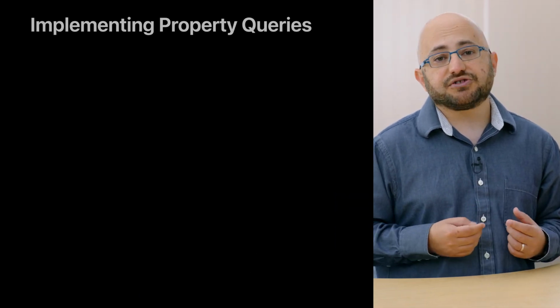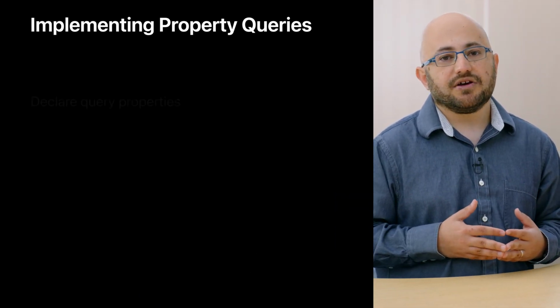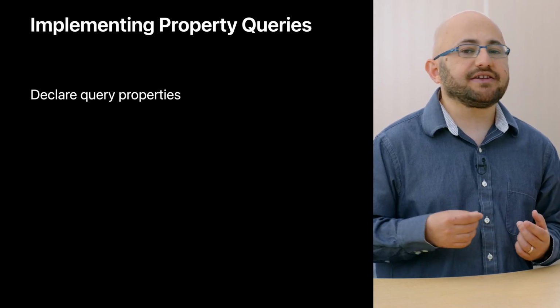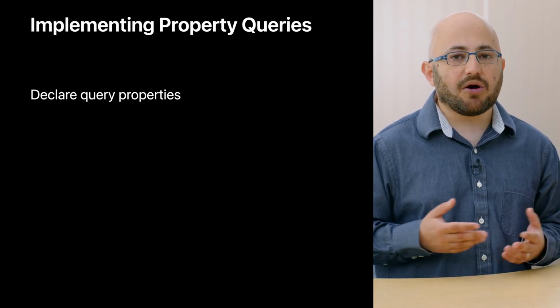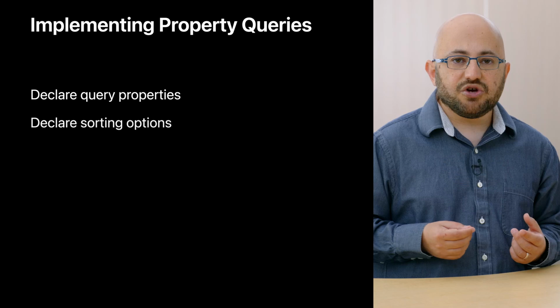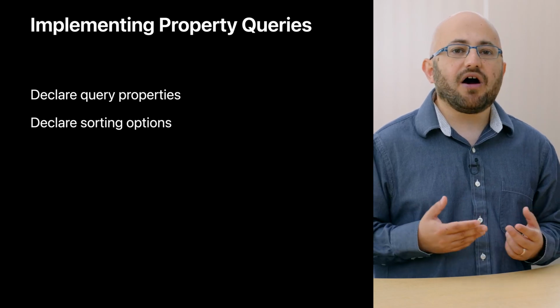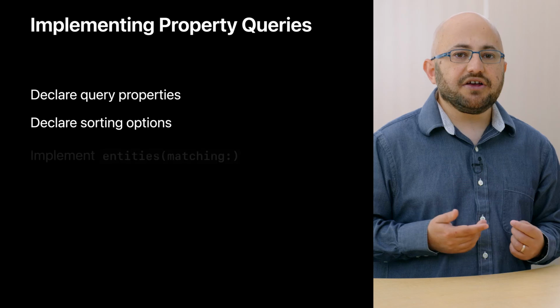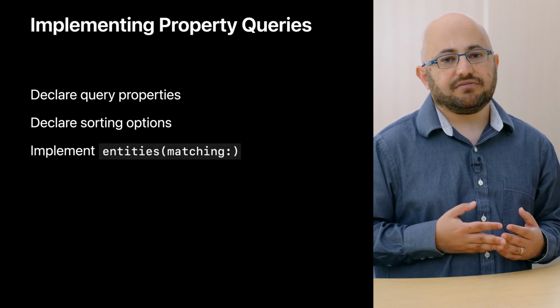There are 3 steps to implementing property queries. First, you declare query properties, which specify how your entity can be searched using its properties. Then, you add sorting options, which define how query results can be sorted. And finally, you implement entities matching to run the search.